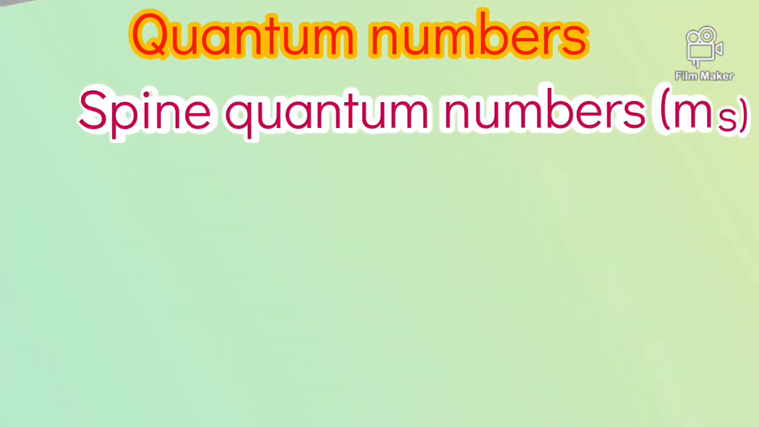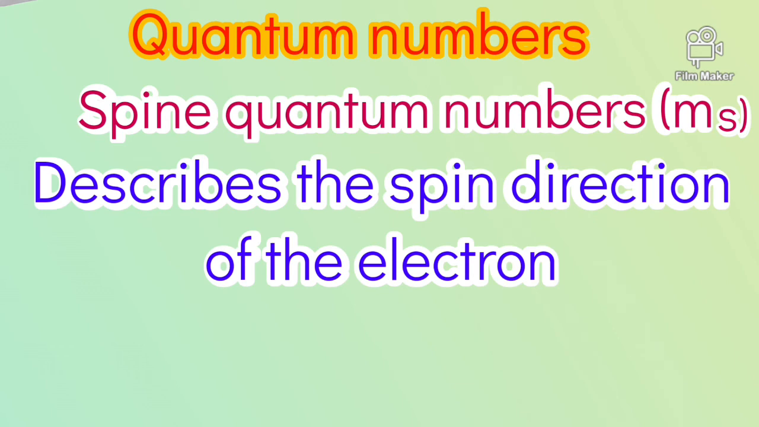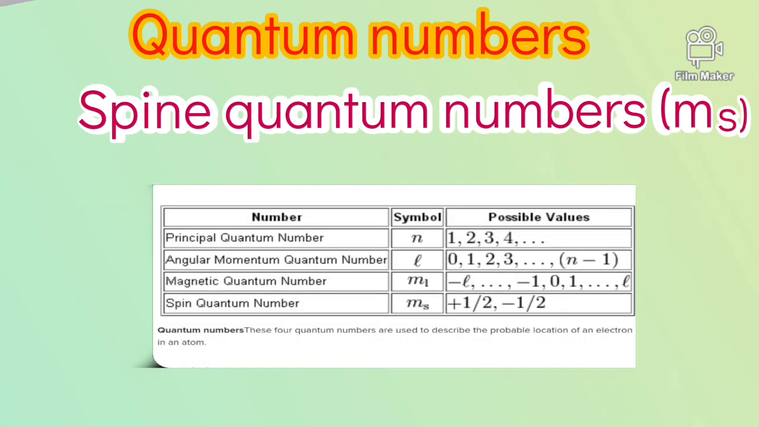Then fourth one is the spin quantum number. We give the symbol ms. Spin quantum number describes the spin direction of the electron. It can actually get 2 values. One is plus half, other one is minus half. Plus half or minus half. Okay.